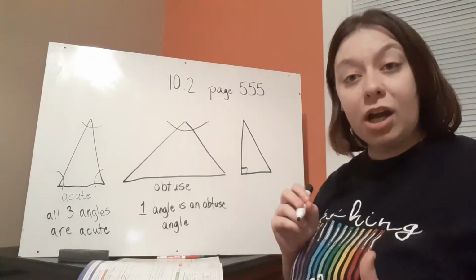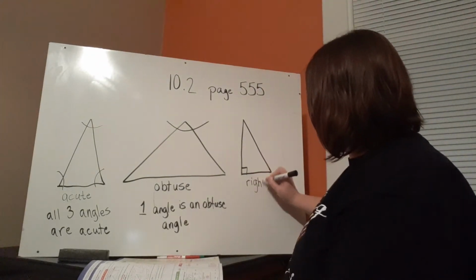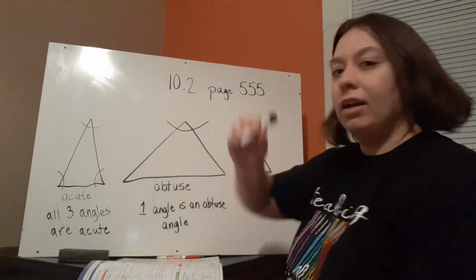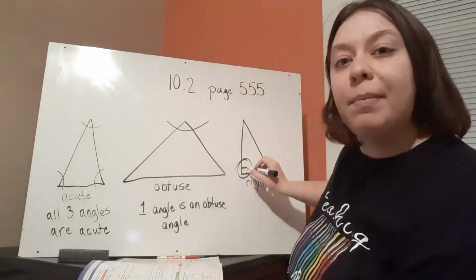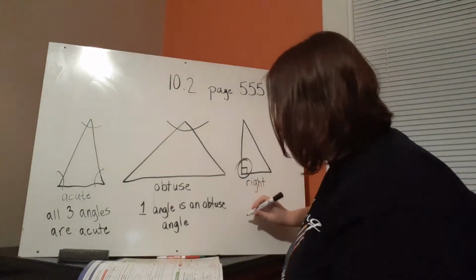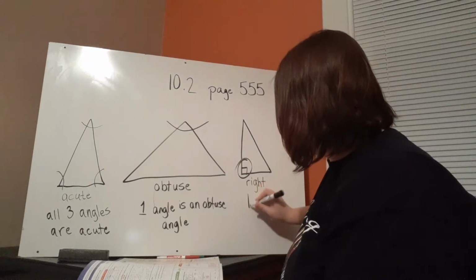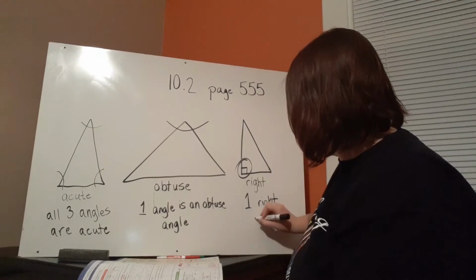Our last type of triangle is a right triangle. And again, you can see I have my little corner drawn here. This is the symbol for a right angle. So a right triangle has one right angle.